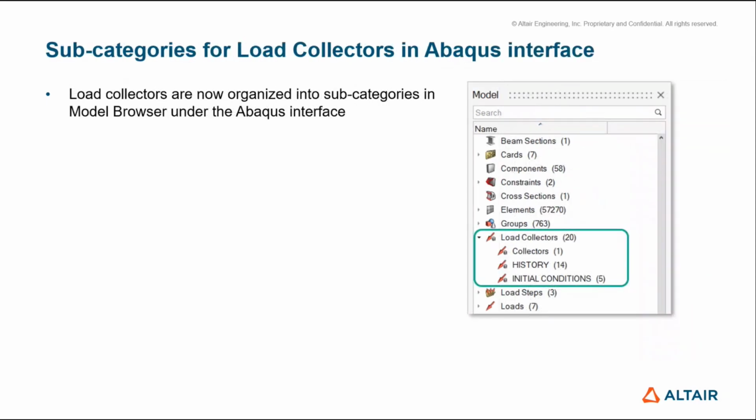Then in the Abaqus interface, under the load collectors, we have now added the subcategories. This will quickly show you how many history and initial condition load collectors that you have. Earlier, this was missing. So we have added that now.